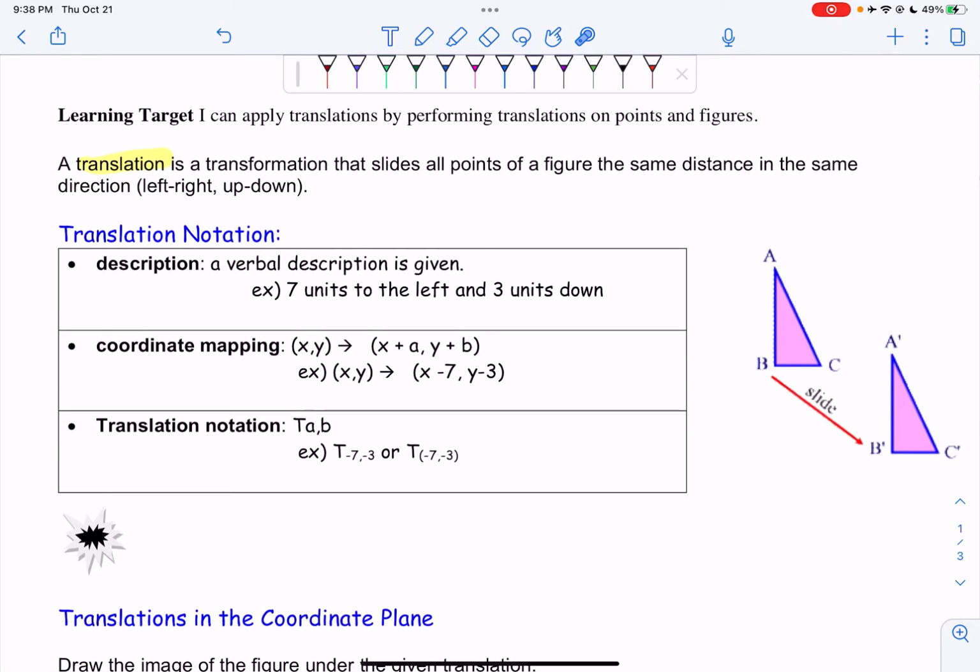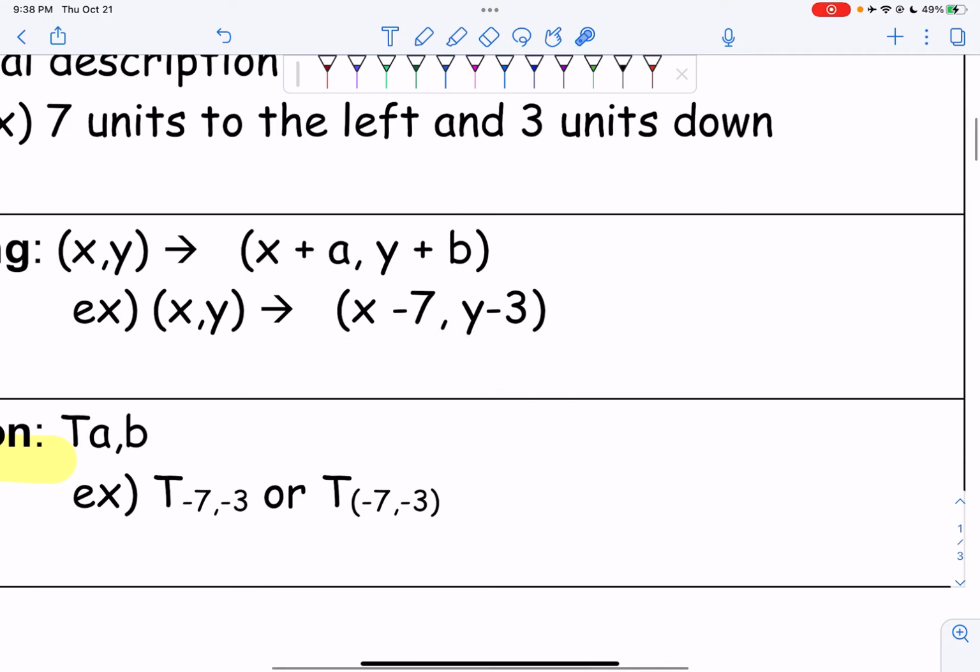The notation we're going to be looking at is simply the verbal description, a coordinate mapping, and translation notation. This one right here is actually your most common. When we do a description, we typically give you a verbal description, like we actually write out what we want you to do. For instance, we can say move your image 7 units to the left and 3 units down. If we do a coordinate mapping, we can write it like this. So for instance, we can say x minus 7, y minus 3. What that means is you take your x values and you subtract 7, and then you take your y values and subtract 3.